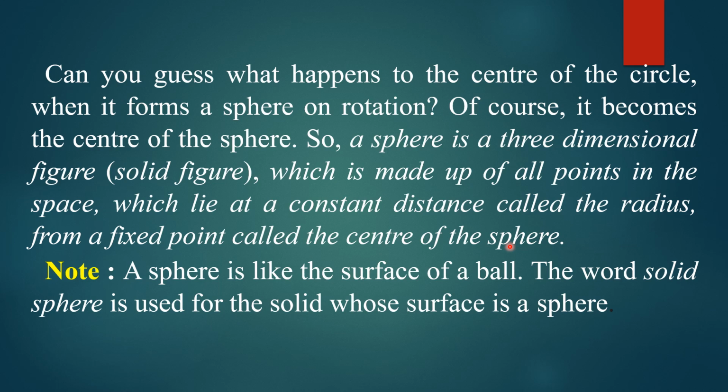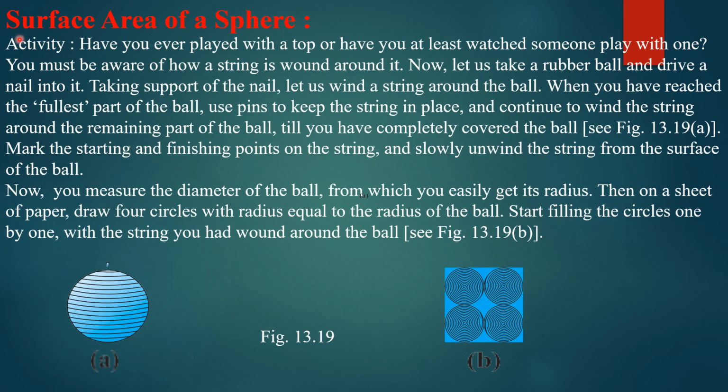Okay, my children, the center of the circle is the center of the sphere, and the radius of the circle becomes the radius of the sphere. Please remember this point, my children. A sphere is like the surface of a ball. The word solid sphere is used for the solid whose surface is a sphere. Okay, my children, understood this difference between a sphere and a solid sphere? Right. Now come to the point surface area of a sphere.